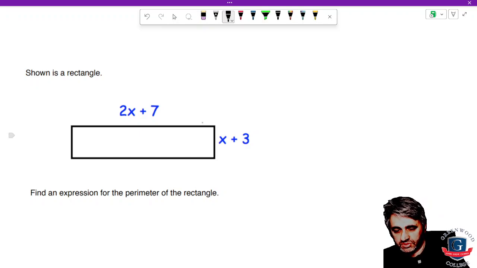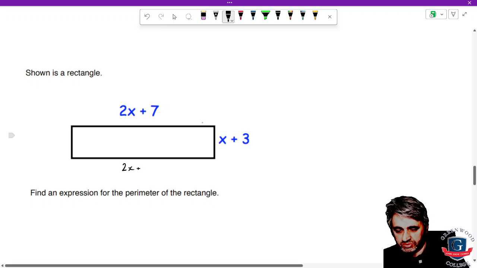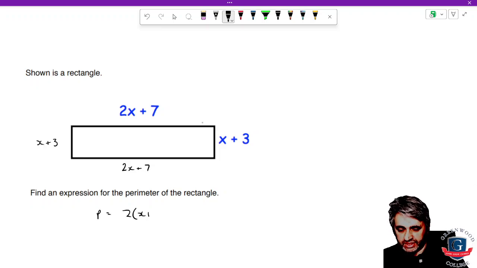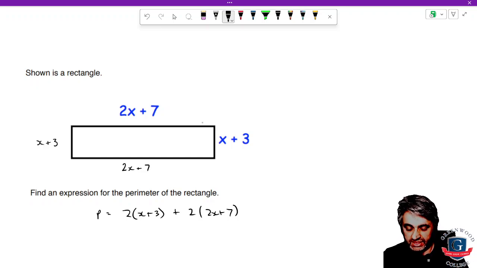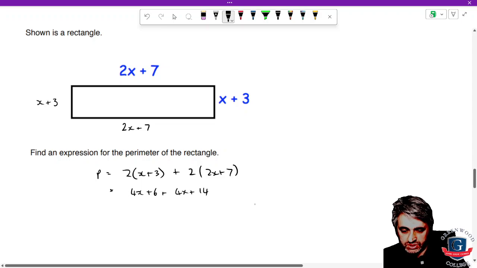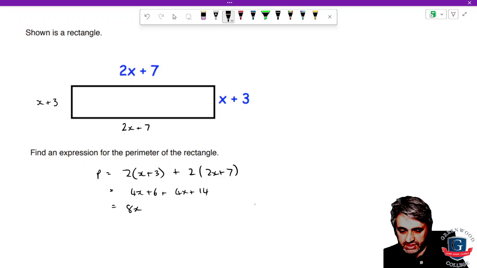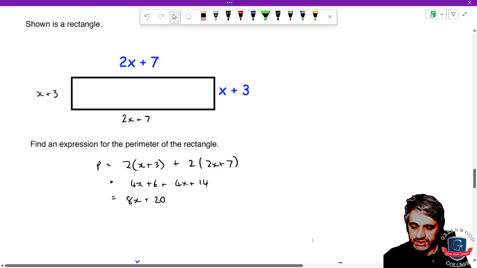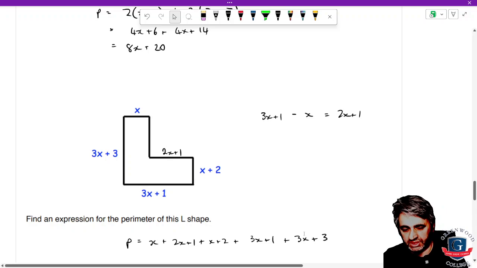So this length is parallel to this side, so it's going to be the same length. This length is parallel to this side, so it's going to be the same length. The perimeter, we've got 2 lots of x plus 3, and we've got 2 lots of 2x plus 7. The perimeter is obviously the length around the outside of the shape. So that's going to be 4x plus 6 plus 4x plus 14, which is 8x plus 20. Done. Oops, I've done it again.